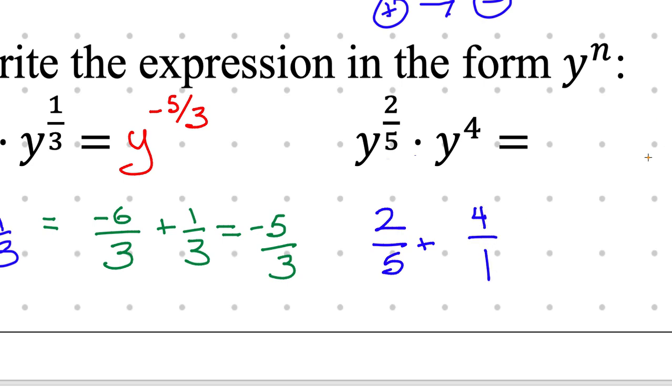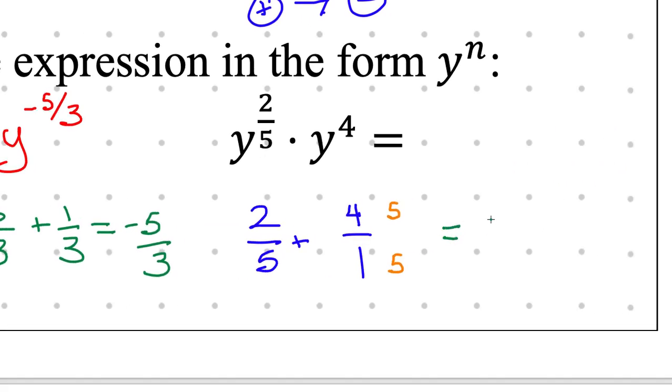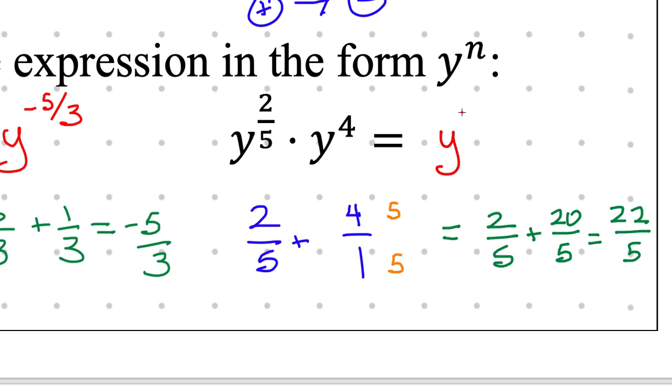And on the right side, you're gonna multiply by 5 on both top and bottom. Okay, so our new addition problem is 2 over 5 plus 20 over 5, which is 22 over 5. Which means our final answer is 22 over 5. Careful, don't forget your base. Oh, y to the 22 over 5. Thank you, there it is.